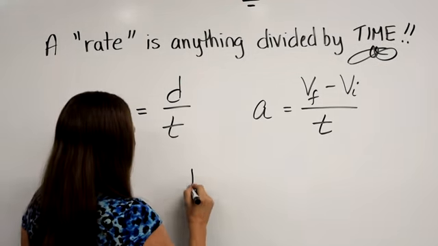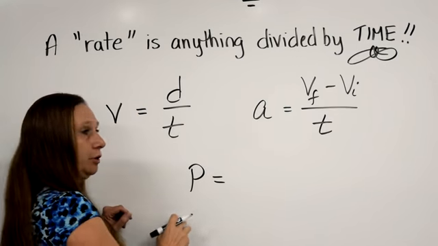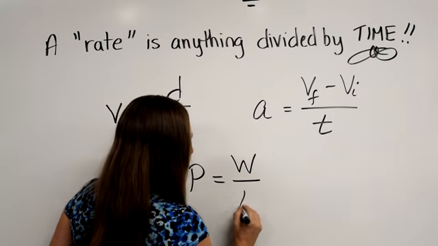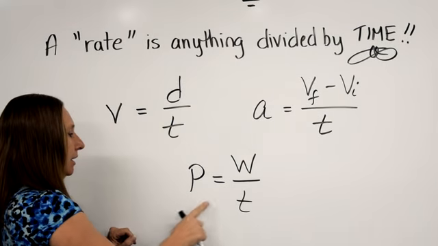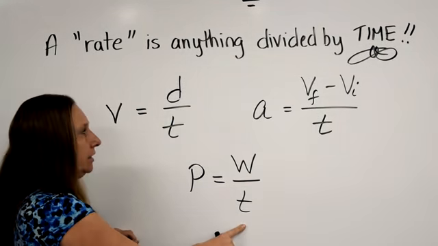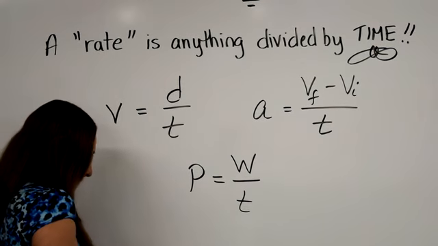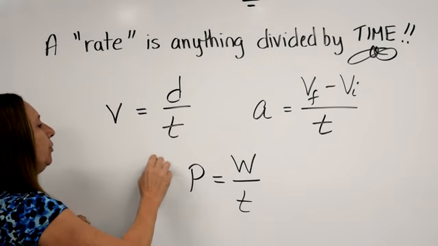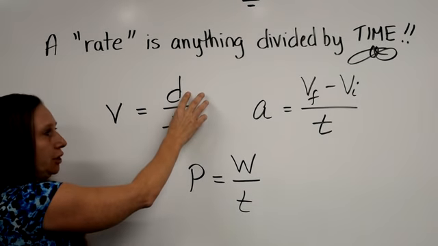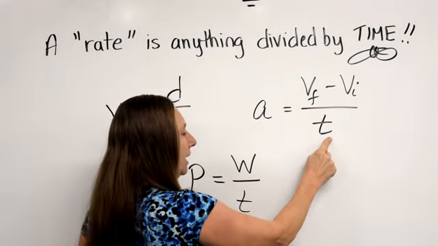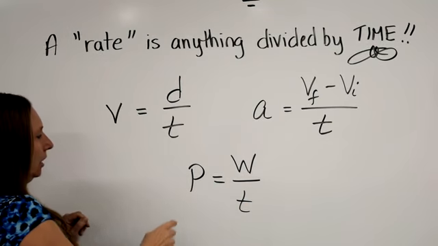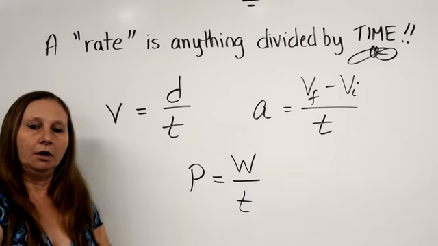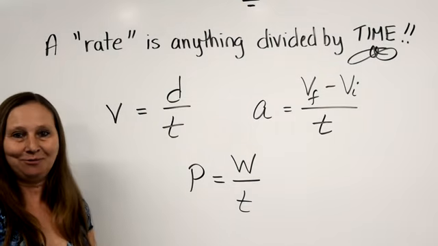All right, now, just for the heck of it, here's power. You'll be doing power much later in the physics course, but power is going to be work divided by time. So again, power is a rate. Now, you could also use this to come up with a sort of definition for each of them. Velocity would be the rate at which displacement changes. Acceleration would be the rate at which velocity changes. And power would be the rate at which work is done. So you see what a rate is.